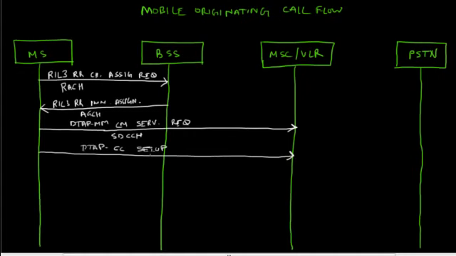The MSC, after receiving this message, asks the VLR for its subscriber information. Give me the mobile's subscriber information. The VLR checks and sees whether the MS is allowed to make that kind of phone call, sees its call barring capability, whether this call has been barred or not, and sends that information to the MSC, okay or not okay, whether we are able to go ahead with this request from the MS or not.